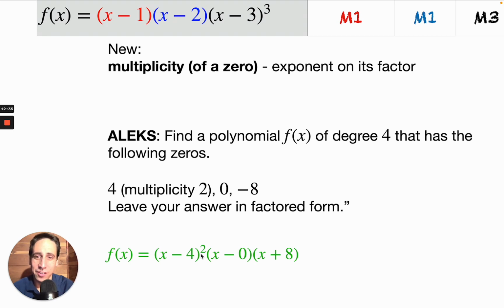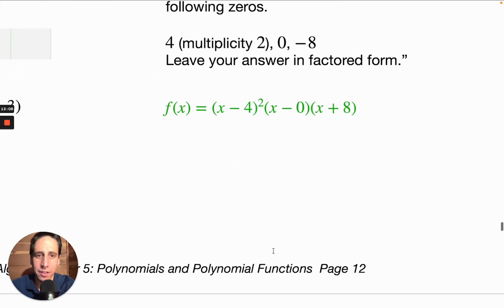Okay, so x minus the 0 is x minus 4. The first 0 is 4, and it has a multiplicity of 2. That's just saying that its exponent here is going to be 2. X minus the 0. The next 0 is 0, so x minus 0 is x. Then x minus negative 8, and the minus and negative cancel. You get positive 8, x plus 8. Now, if alex.com wanted to be really mean to you, it would ask you to multiply all this out, but it actually doesn't. It says you can leave your answer in factored form, no multiplication required. So you can just leave it like that, and that's the answer.